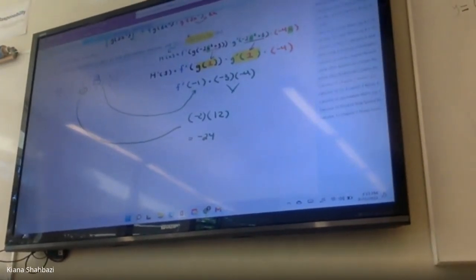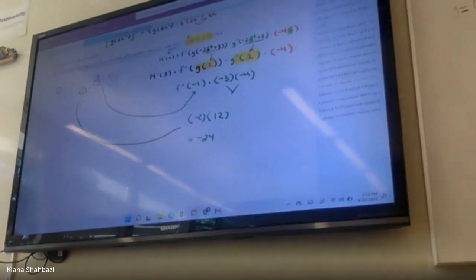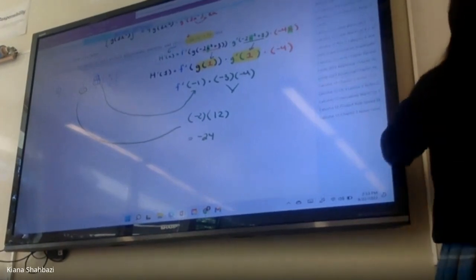Is the chain rule on here? Yeah, it is. It's in the FOG stuff.